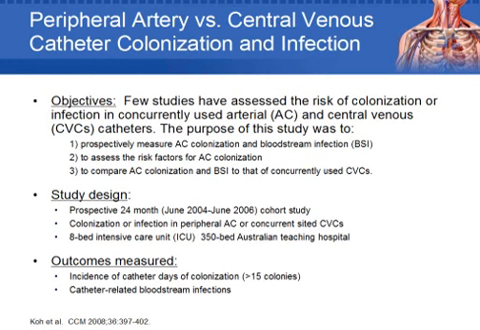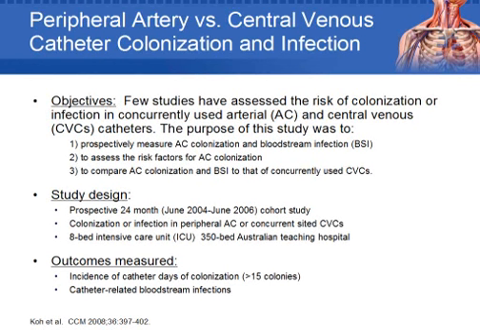So the patients had both the peripheral artery catheter and the central venous catheter in place at the same time. This was a prospective 2-year cohort study. All patients in the intensive care unit were followed. Testing was done to determine colonization or infection in both the peripheral arterial catheter as well as the concurrently sited CVC. This study was done in an 8-bed ICU in a 350-bed hospital in Australia.